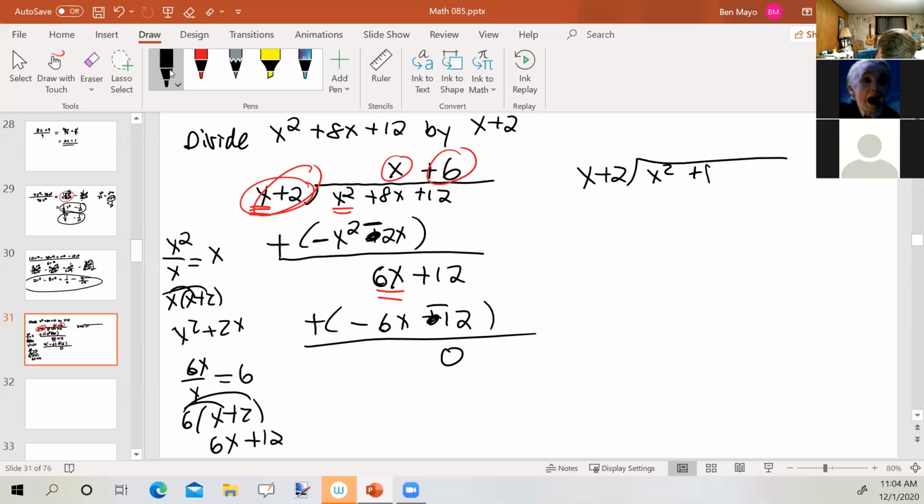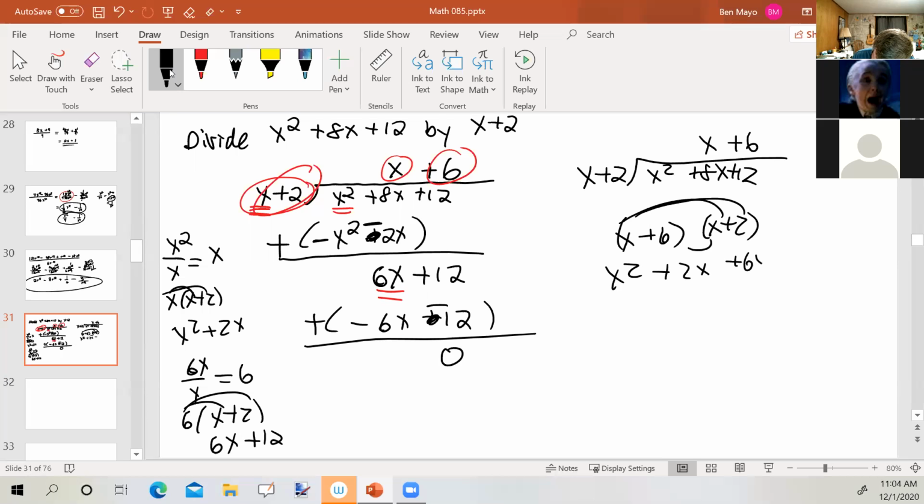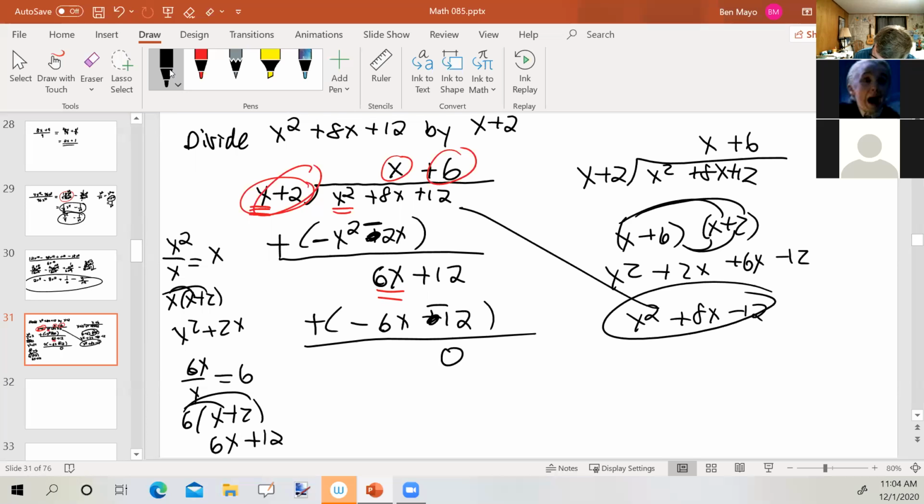So x squared plus 8x plus 12 divided by x plus 2, the answer is x plus 6. You could check your work by multiplying x plus 6 times x plus 2: x squared plus 2x plus 6x plus 12. Oh, not minus, it should have been plus 12. So x squared plus 8x plus 12. So it checks. So my correct answer is x plus 6.